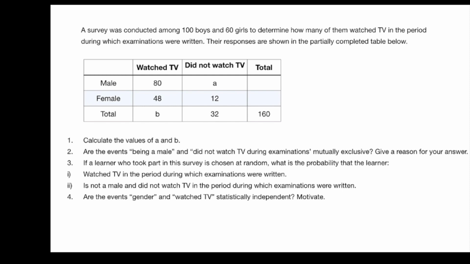The situation in the question says a survey was conducted among 100 boys. So there are 100 boys in this survey and 60 girls. That makes a total of 160 learners for this particular survey. This survey was conducted to determine how many of them watched TV in the period during which examinations were written. The responses are recorded on the table.